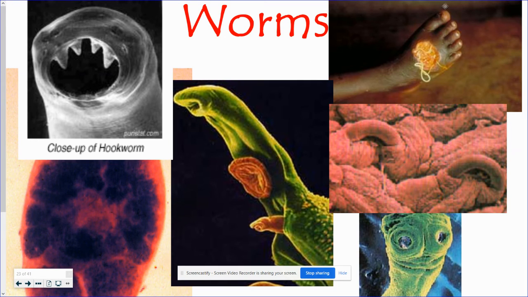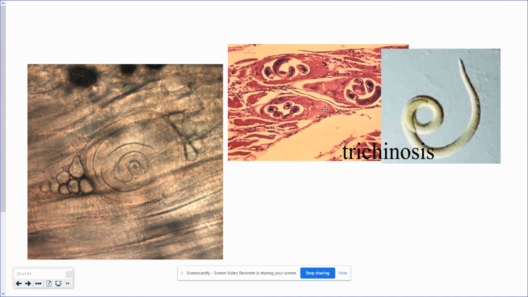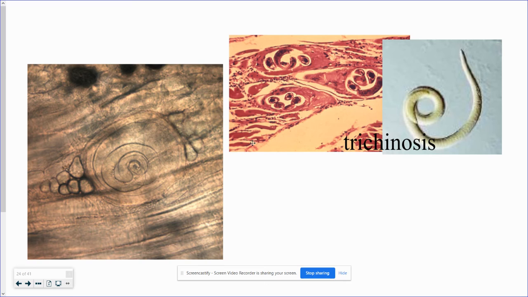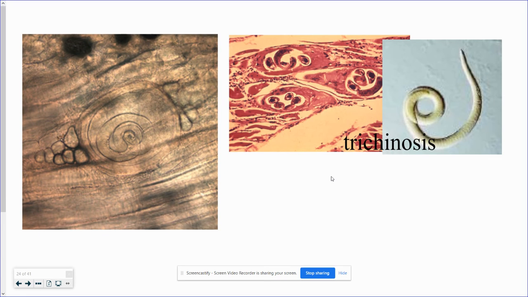Worms. Ugh, worms are gross, right? If we don't eat clean food or drink clean water, they can be in there. Look at these things. They get into us. They can hook onto our intestines inside of our digestive tract. They can get into our skin. This is trichinosis. This is a worm in muscle tissue, and it can be very, very bad. It used to be that if you didn't cook pork really well, people could get trichinosis.